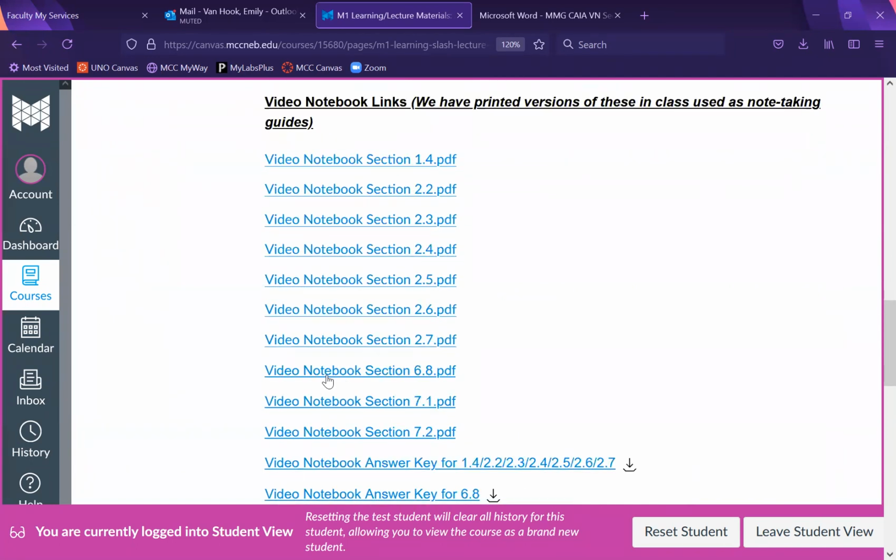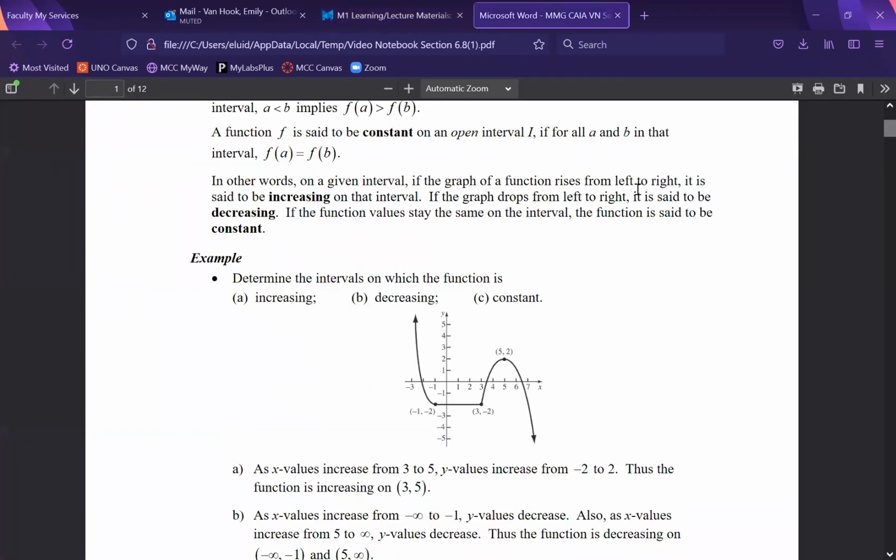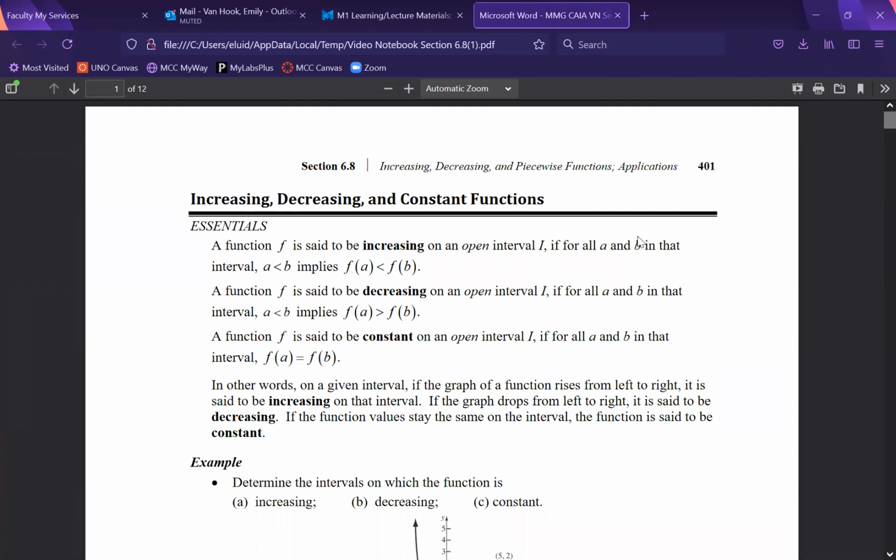We're going to do video notebook section 6.8. I clicked on that and it just opened in a new tab in my browser in Firefox here. I'm going to switch back to my other screen. I like to use Microsoft Edge. It just looks a little better for me to write on. So I'm going to use that. But anyway, that's where you can get copies of the video notebooks if you ever misplace your physical one.